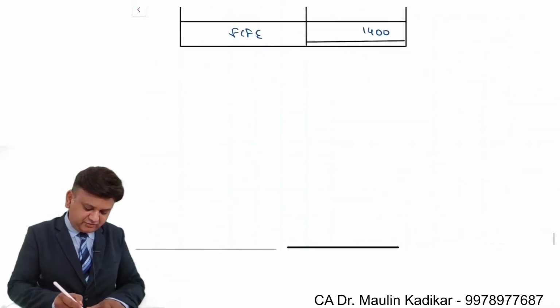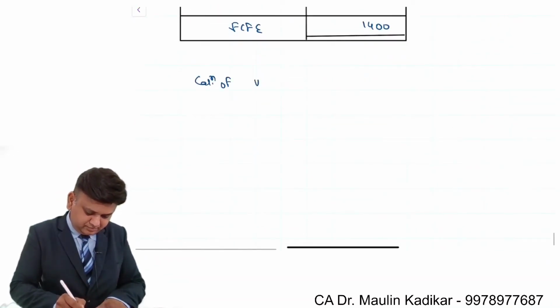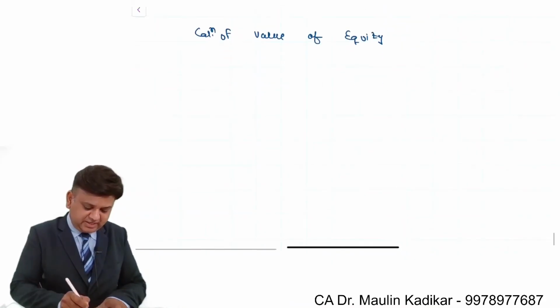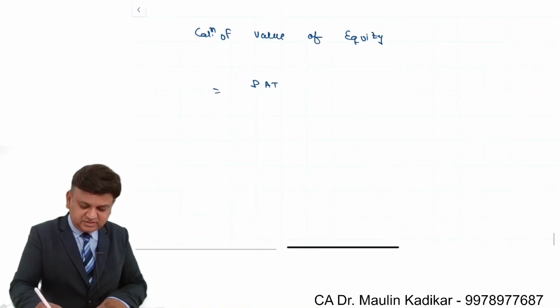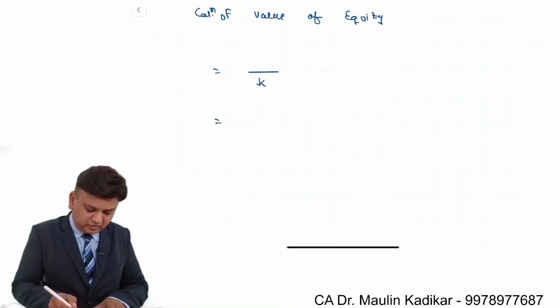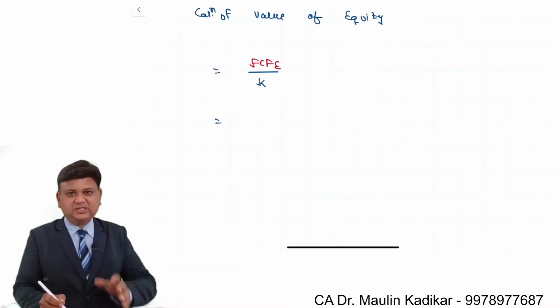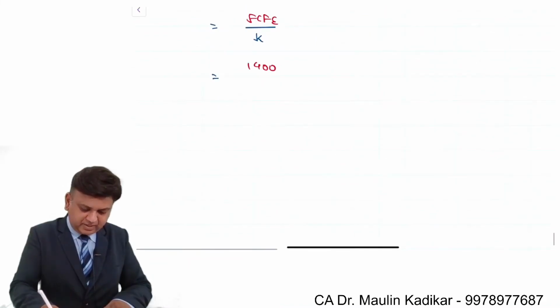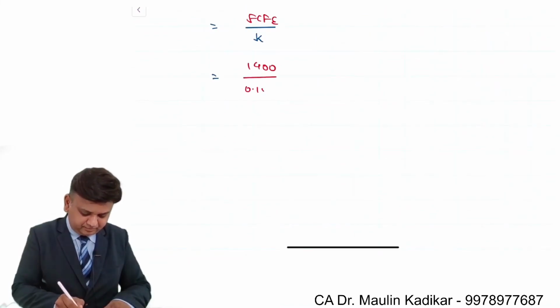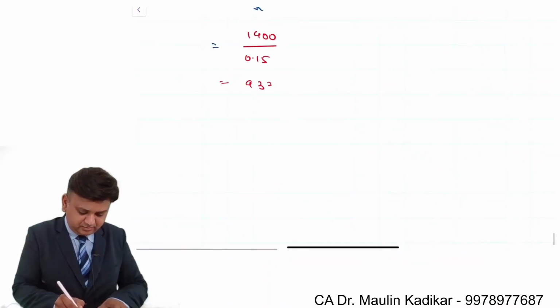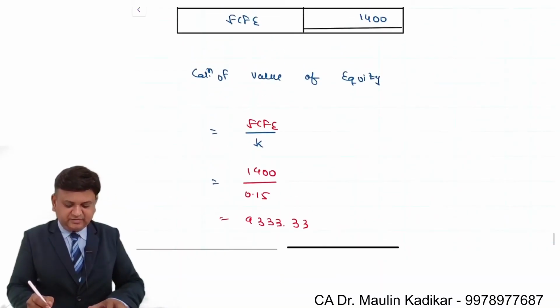Next is the valuation of equity. It will be calculated as free cash flow for equity divided by cost of capital minus growth rate, but over here there is no growth rate information. So it is 1400 divided by 0.15. That comes to 9,333.30. This is the way the value of equity is calculated.